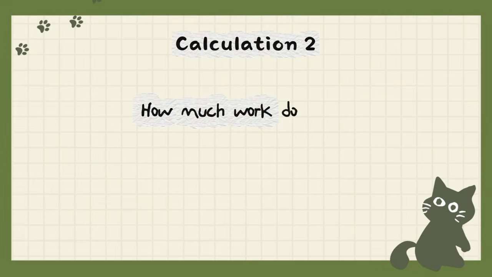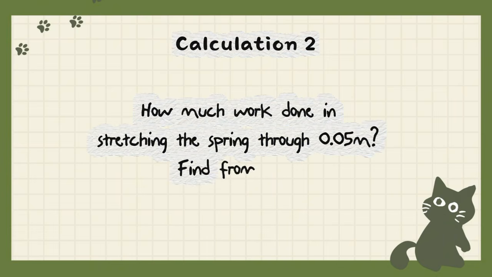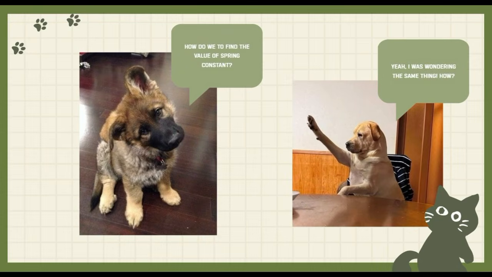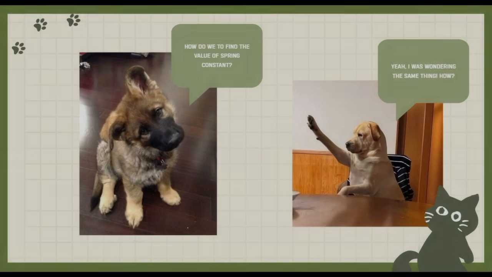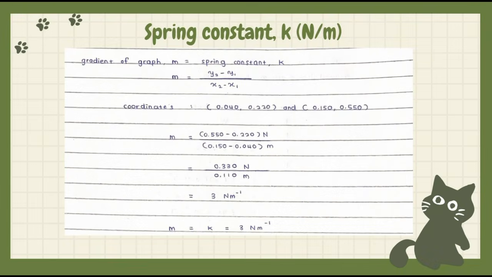Next question is how much work done in stretching the spring through 0.05 meter. Find from graph. As we learned from chapter 6, work and energy, we can obtain the work done by calculating the area under the graph. But hey, how do we find the value of spring constant? Yeah, I was wondering the same thing. How? The value of spring constant can be obtained by the gradient of the graph. So, the value of spring constant is 3 Newton-meter.